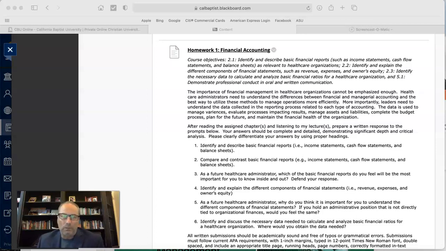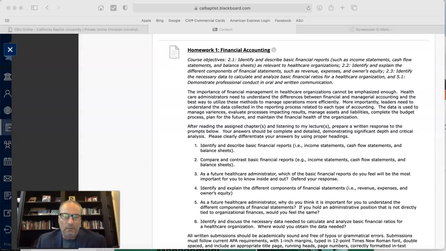Part of your homework or your assignment for the week is answering six questions in addition to the questions in the discussion board. So let's just briefly walk through each of those 6 questions. First one is to identify and describe basic financial reports. For example, the income statement, cash flow statement, and balance sheet. So question 1, you're simply looking to identify it, describe it.